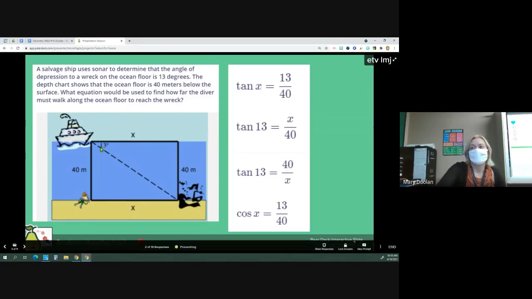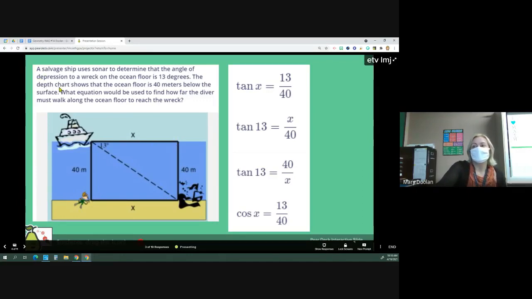So we're using that angle of depression. So from the boat's viewpoint, it's looking down or using that radar to get a reading downwards. And this measurement here is 13 degrees. Because of the way this problem is set up, you're going to see that this angle here is going to be an alternate interior angle. So this angle is also going to be 13 degrees because these are going to be right angles.